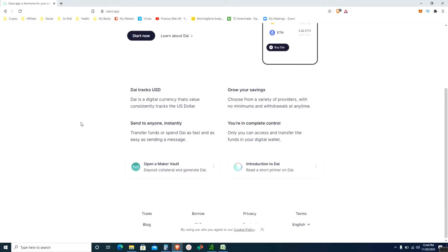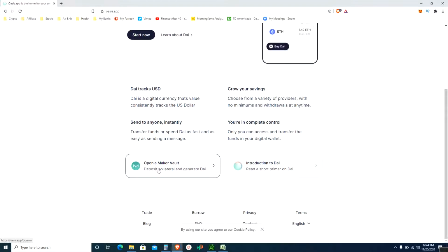We're gonna scroll all the way down to here, where you can click open a Maker vault, deposit collateral, and generate DAI. That's what you're gonna do basically. So we're gonna click here, deposit collateral, Ethereum, generate DAI, give yourself a loan in DAI. Click. Let's see what we got. Oasis app is loading.